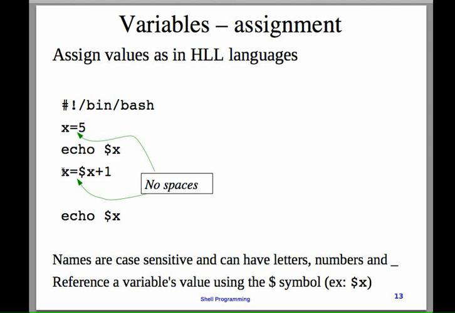If you want to bump up the value, here's what you do. You say x equals, and on the right hand side you have to have x preceded by a dollar symbol. So that's what says, okay, read the value that's currently in x, which is 5, add 1 to it, 6, store that into the variable x. So you do not want to use dollar symbols on the left hand side of an assignment. You do have to use it on the right hand side. Anytime you read the value of some variable, you have to use the dollar sign. Names are case sensitive and can have letters, numbers. You saw that before.